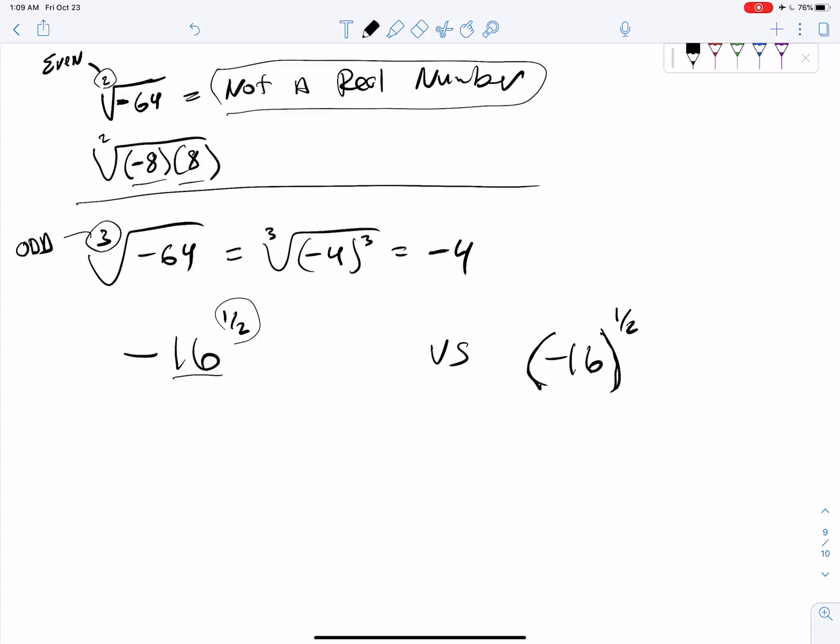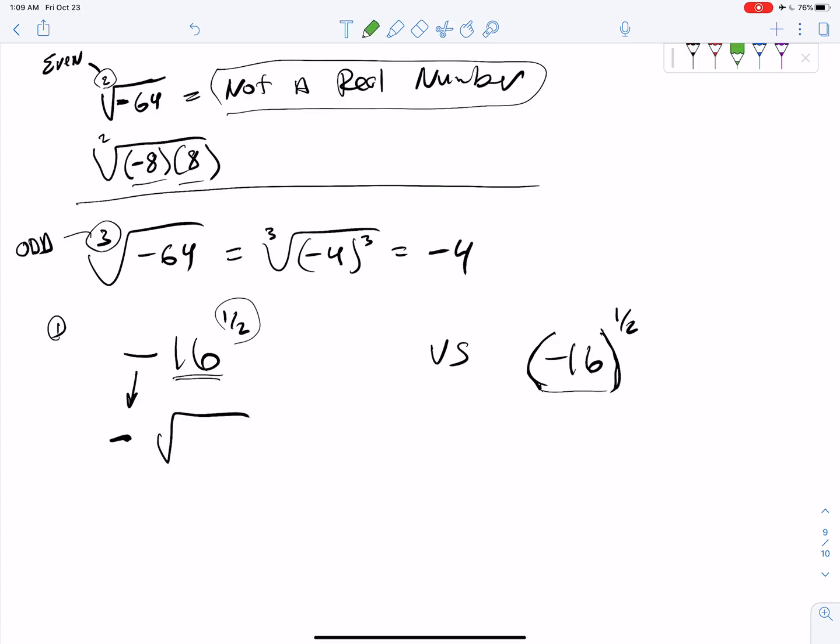So in this case, over here, number 1, the base is 16. It's not negative 16. Over here, the base is negative 16. So you see there is actually a big difference. So let's go ahead, because the negative is not included with that exponent, it's not included with our square root.